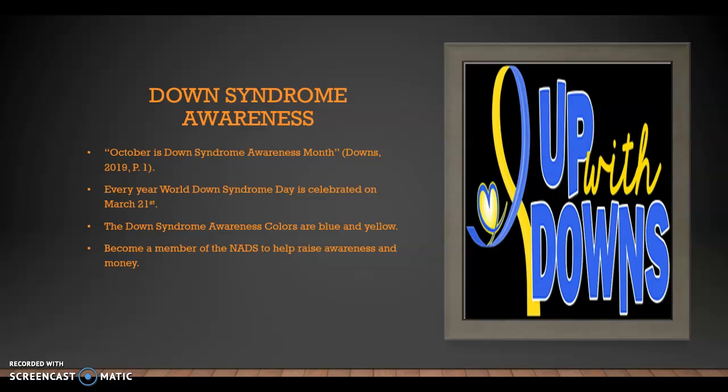Down syndrome awareness. October is Down Syndrome Awareness Month, and every year World Down Syndrome Day is celebrated on March 21st. The Down syndrome awareness colors are blue and yellow.